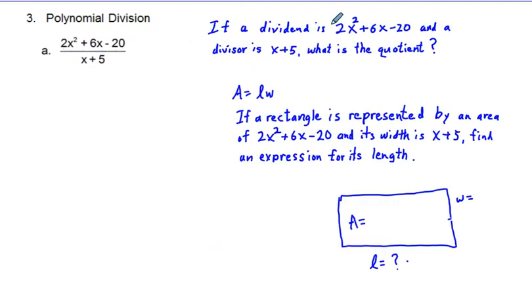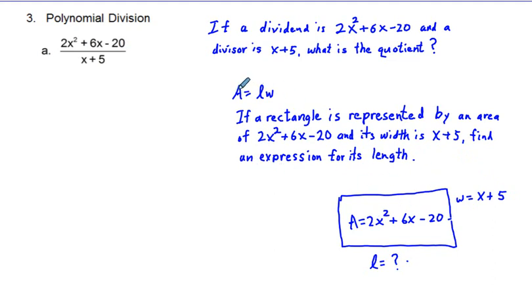Here, verbally, if a dividend is 2x squared plus 6x minus 20 and a divisor is x plus 5, what is the quotient? And then this can be worked out as a real-world problem where we have a rectangle represented by an area of 2x squared plus 6x minus 20, and its width is x plus 5. Find an expression for its length.